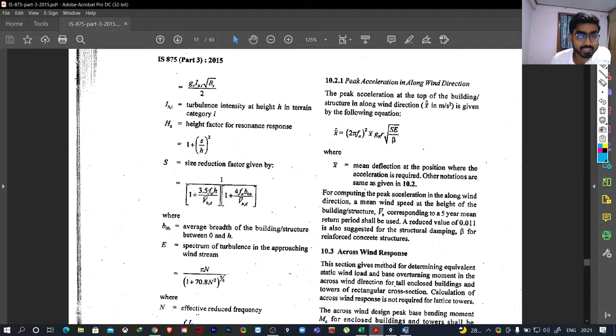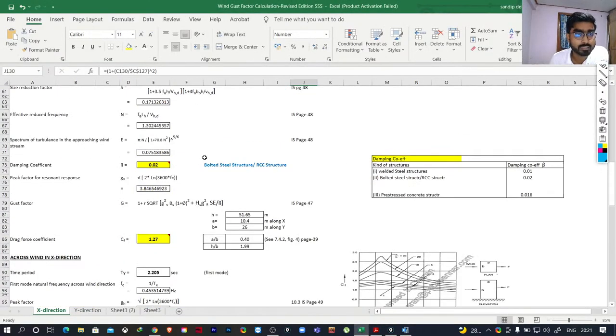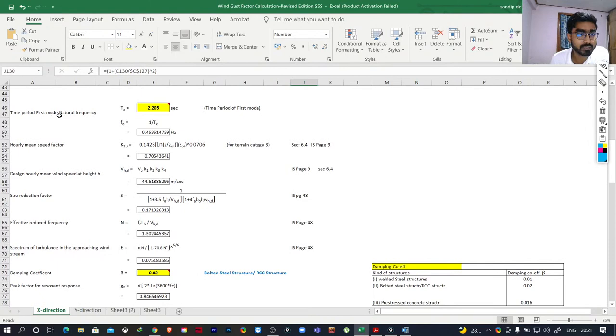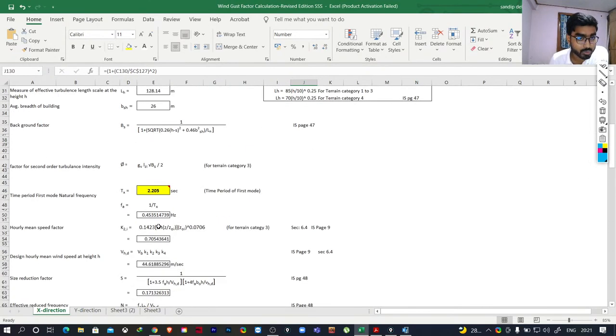So this FA is the frequency. As we have considered, see the Excel sheet, we have kept this time period along the X direction. So automatically, if I calculate the FA, it will be 1 by time period, the frequency, 0.4. And it is the same as the ETABS result, 0.4 something, so 0.45.